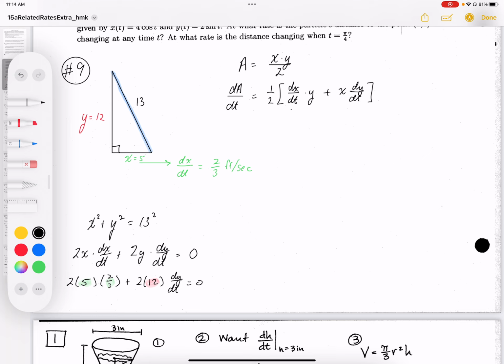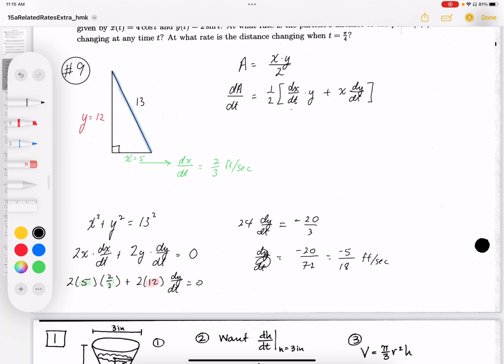So I get 24 times dy by dt is equal to, and then I'm going to multiply that all together, 2 times 5 times 2 divided by 3, so that's going to end up being 20 over 3, and then I'm going to subtract that, so I'm going to end up with negative 20 over 3. Okay, and then solve for dy by dt, and we end up with negative 20 over 72. We can simplify that, divide that. There's a common factor of 4, so we're going to end up with negative 5 over 18 feet per second.